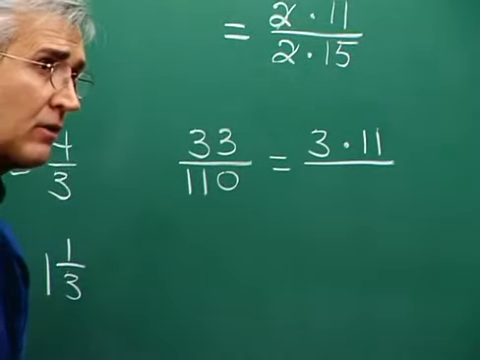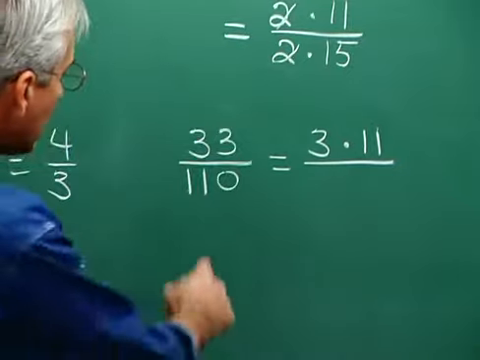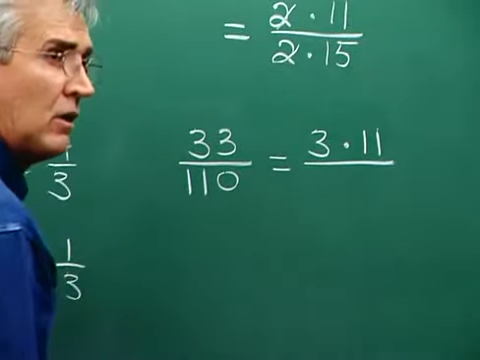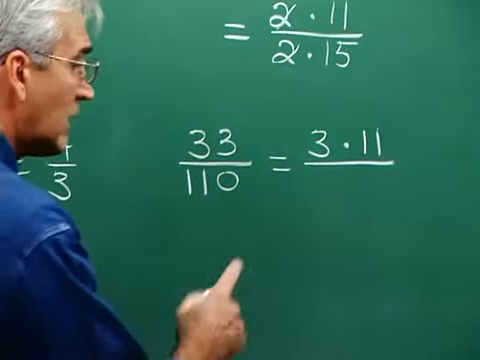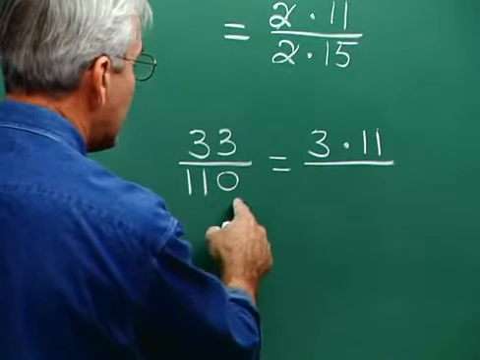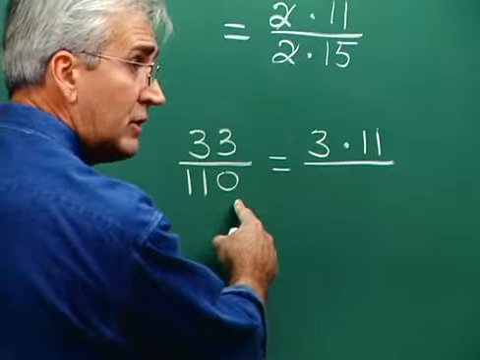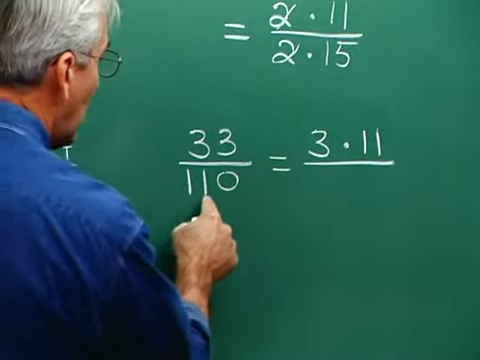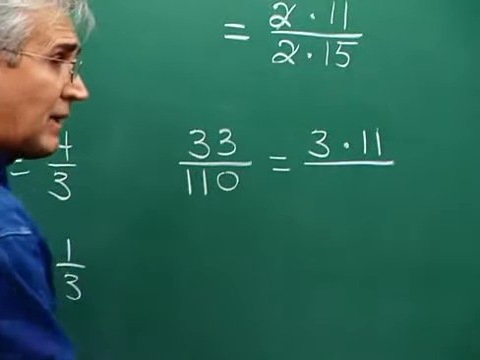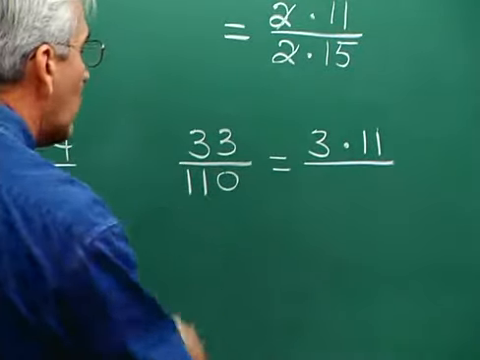of the denominator. Now we might think, well, does 3 divide this denominator? Well, let's use our divisibility test for 3. The divisibility test says to add the digits, and if 3 divides the digit sum, then 3 divides the number. But the digit sum is 1 plus 1, 2. 3 doesn't divide 2, so 3 doesn't divide 110.